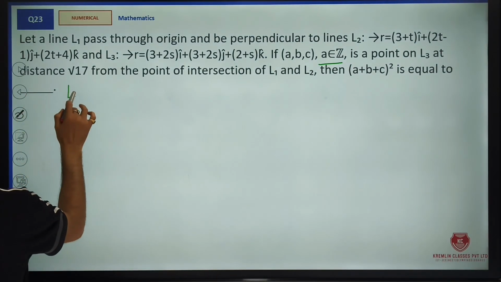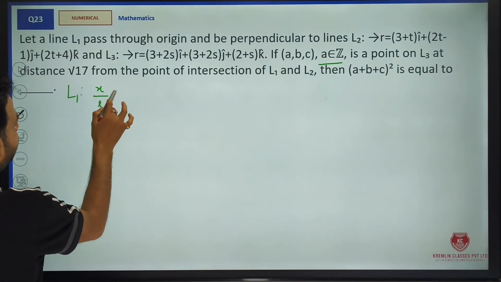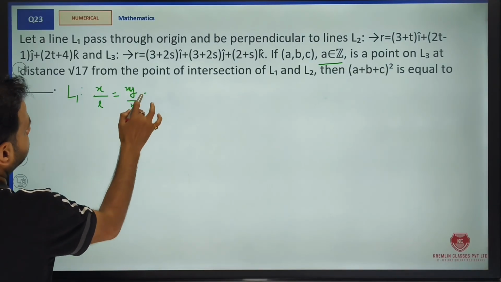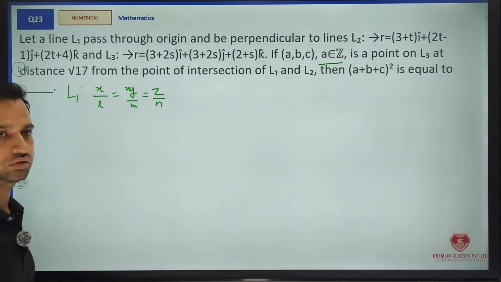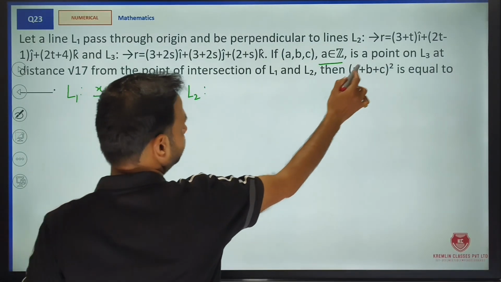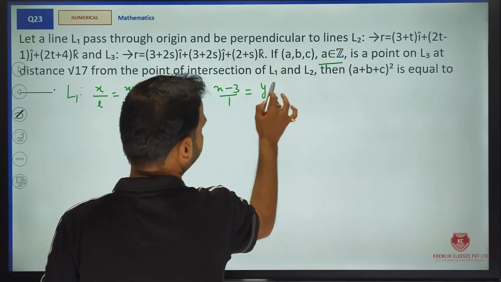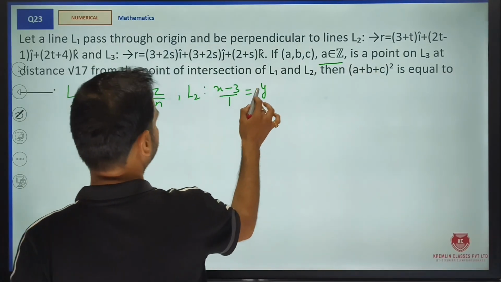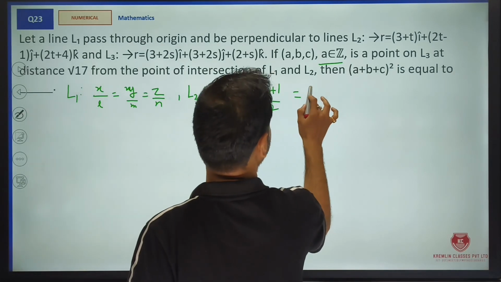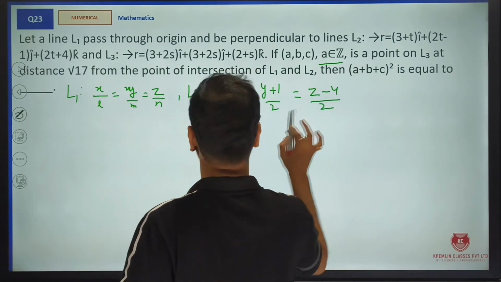So what is the line L1? L1 is a line passing through the origin, so it should be x minus 0 upon l, its direction ratios, y minus 0 upon m, z minus 0 upon n. Okay. Line L2 is given, writing in coordinate form, as x minus 3 upon 1. Hope you know all these things. Y plus 1 by 2 equal to z minus 4 upon 2.